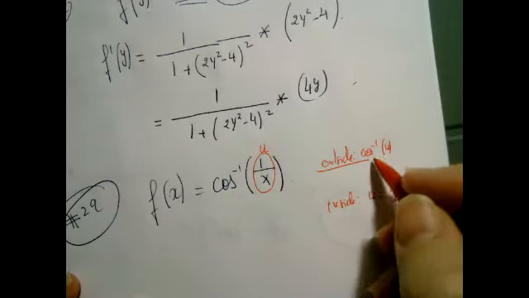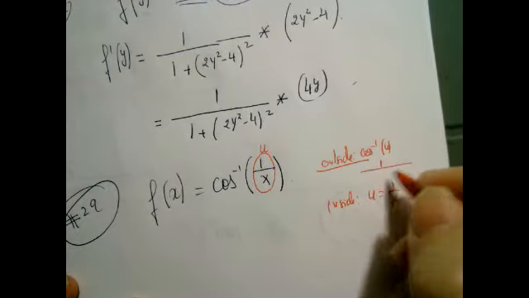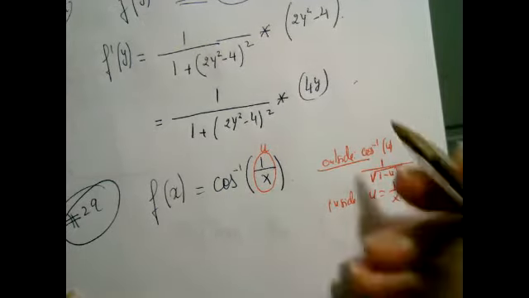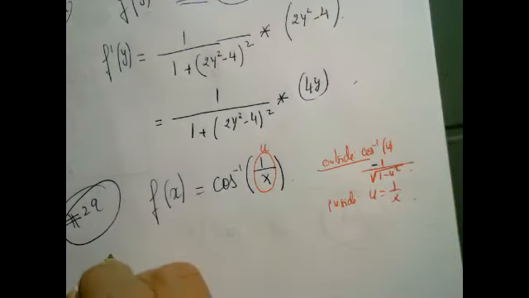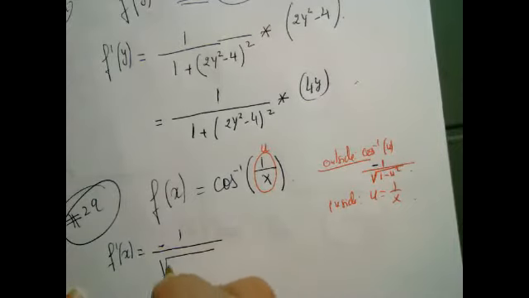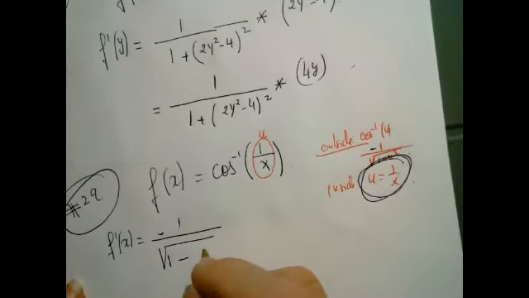Okay, now what's the derivative of cosine inverse? The derivative of cosine inverse is minus 1 over the square root of 1 minus u squared. So what's going to be f prime? It's minus 1 over the square root of 1 minus the inside.